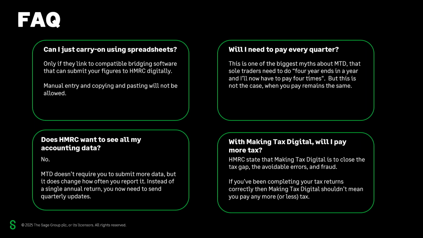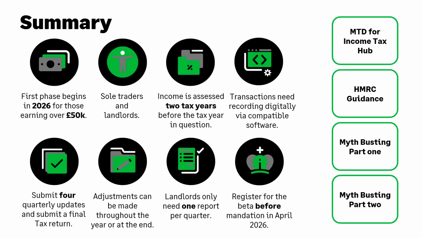Okay, so coming towards the end, I'm going to summarise what we have covered so far. The first phase begins in April 2026 for those earning over 50,000. This process is for sole traders and landlords. Income is assessed 2 tax years before the tax year in question. Transactions will be recorded digitally and the categories will be submitted via compatible software. You will submit 4 quarterly updates and a final tax return.